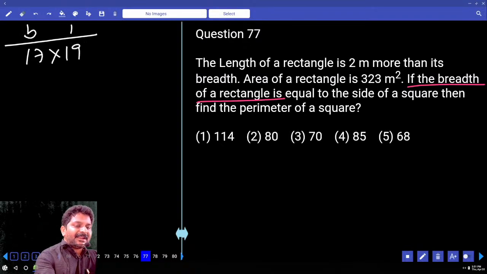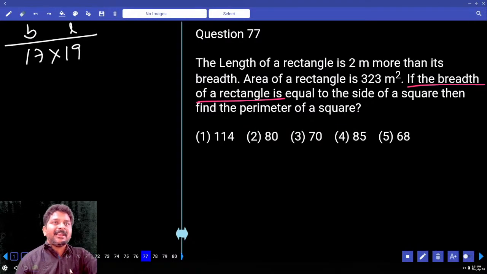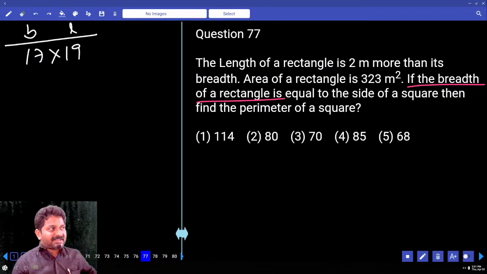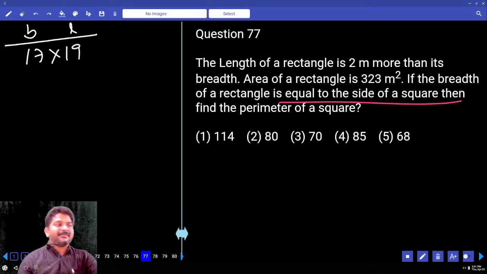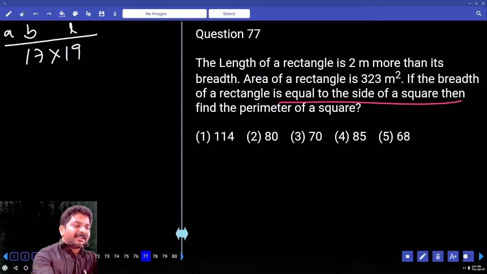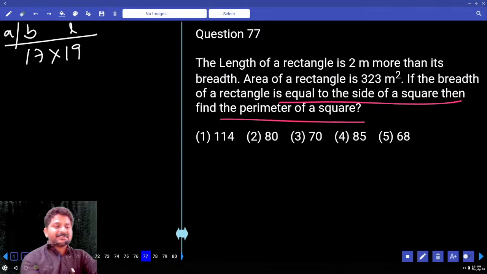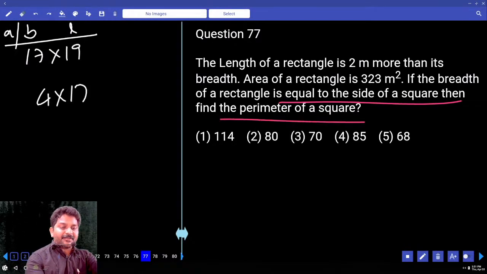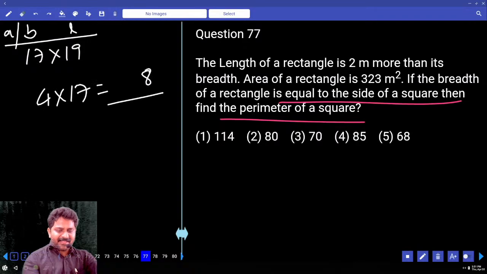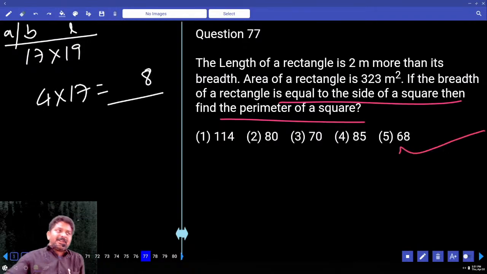Breadth is 17, length is 19. In a rectangle, length must always be more than the breadth. Hence, breadth is 17 only, right? Breadth is equal to the side of the square. That means either A or B, both are equal to 17. Perimeter of the square, that means 4 times 17. Answer must end with 8, otherwise double, double. 17, double 34, double 68.